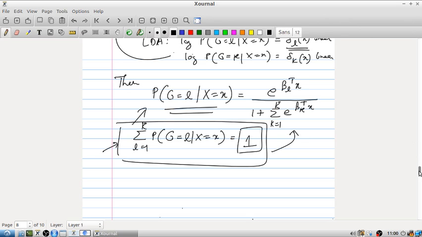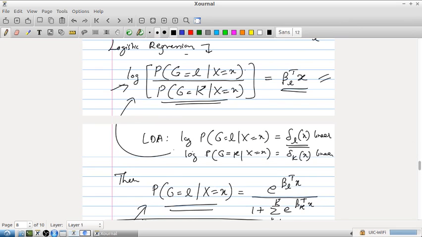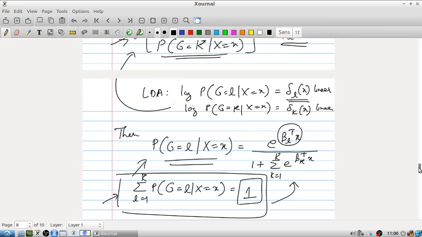So if you use this property and the assumption, then you can actually see that the same betas, we assume beta L transpose x, right? So the same beta L transpose x comes up. So just using the fact that the sum of the probabilities is equal to 1, and that assumption, you can just see that this is true.